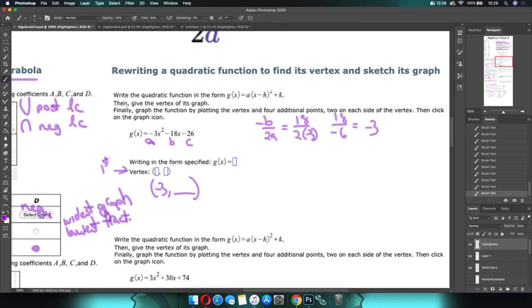We've done this before. Now that we know what our x is, we're going to plug it into the equation in order to find our y. So negative 3 times negative 3 squared minus 18 times negative 3 minus 26. So negative 3 squared is 9. 9 times negative 3 is negative 27. Double negative is a positive. 18 times 3 is 54, minus 26. 27 and 26 is 53 plus 54. Our last answer is going to be 1.